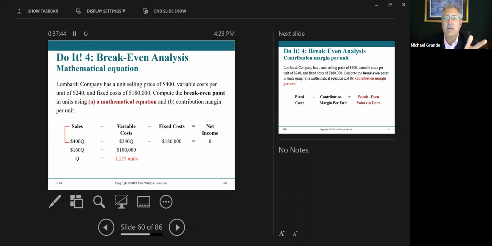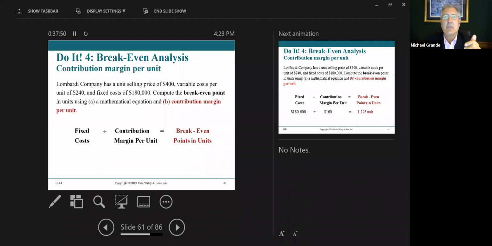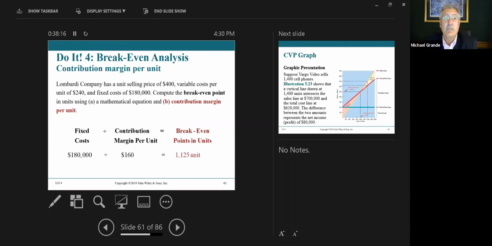We don't want to use the mathematical approach. Here's another example. Lombardi Company has a unit selling price of $400, variable cost per unit $240. What's the contribution margin? Sales price $400 minus variable cost $240. Contribution margin per unit is what? $160. And fixed cost of $180,000. Compute the break-even point in units using the contribution margin per unit. Right, there's the 180,000, divided by the contribution margin per unit, 400 minus 240, break-even point, 1,125 units.